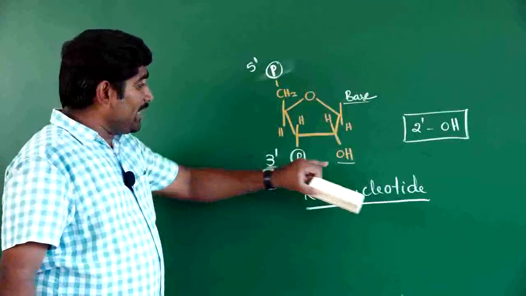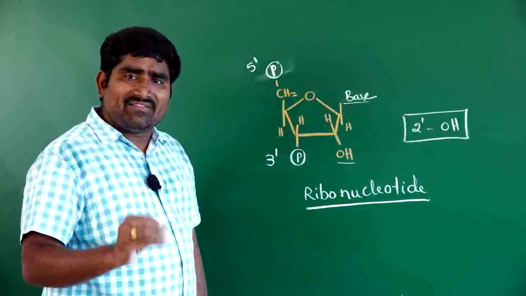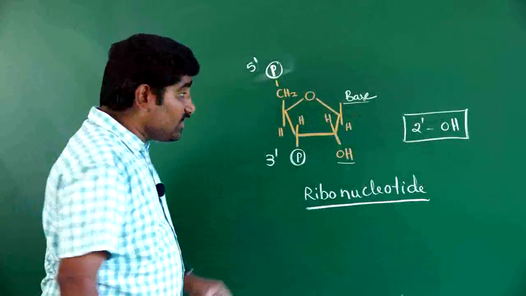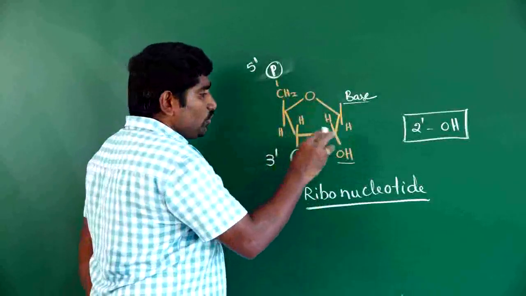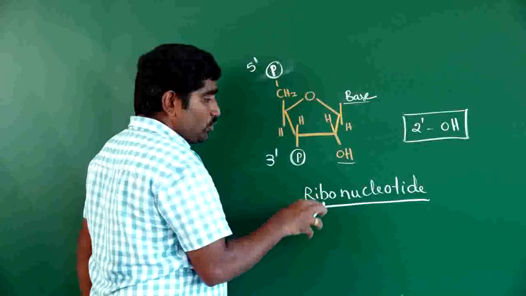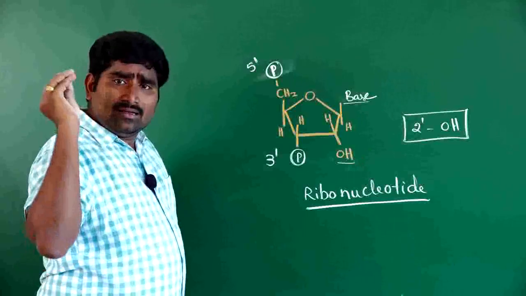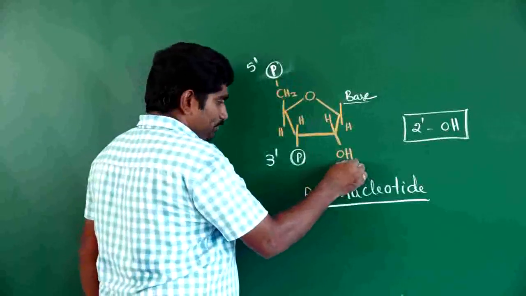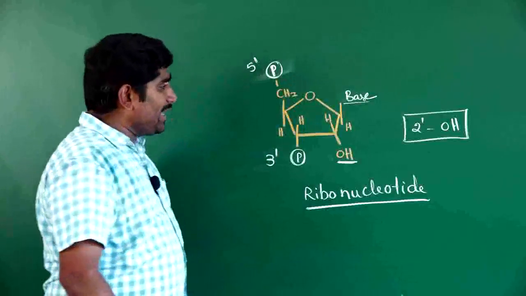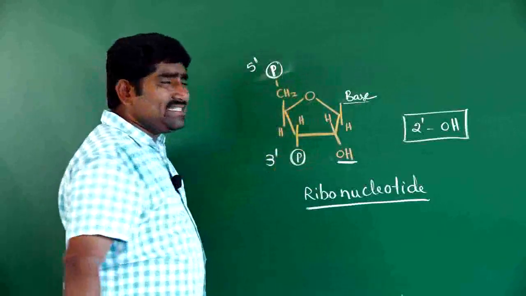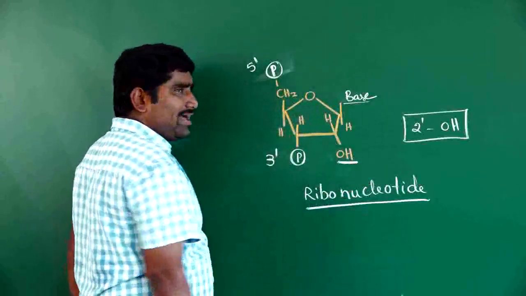In the ribonucleotide, the 2' OH group is free, so it is highly reactive, so RNA has less stability because of the presence of this OH group. Due to the presence of this second OH group, the ribonucleotide or RNA is highly unstable. So the 2' OH group is present in the ribonucleotide, and all nucleotides in RNA have the second OH group.